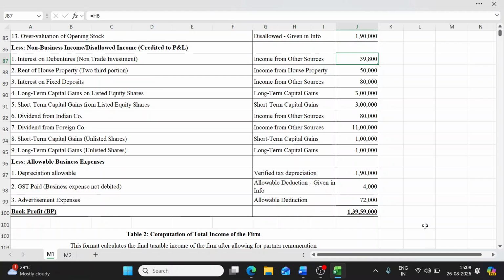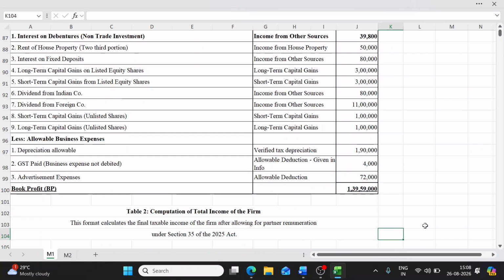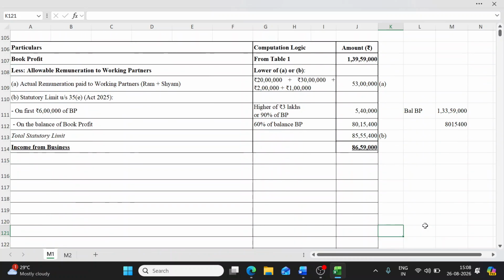Okay, so the first is what? Interest on debentures. I'll just make the character bold. So 39,800, I'll show the same first, and there is no other adjustment now. There is no hidden adjustment for this particular source. So 39,800.